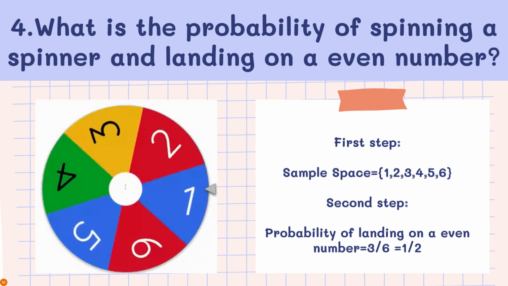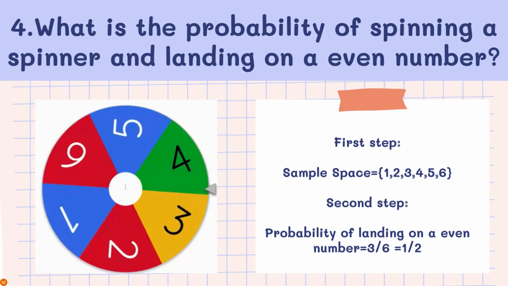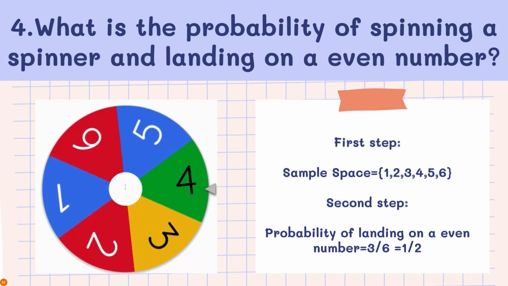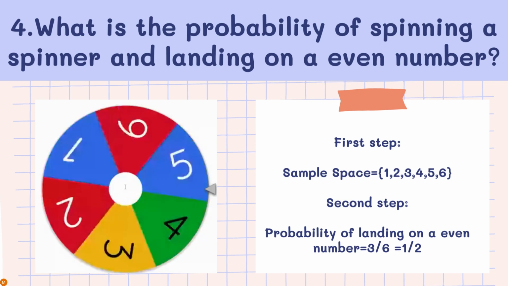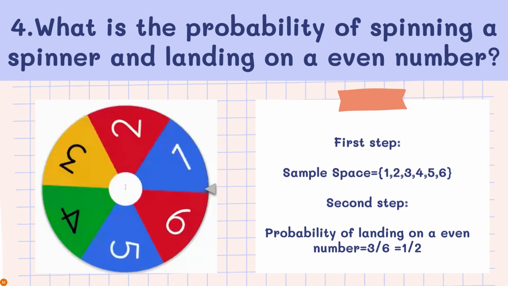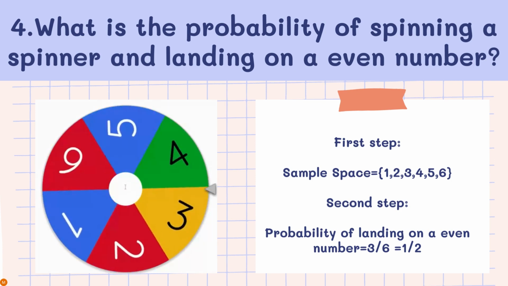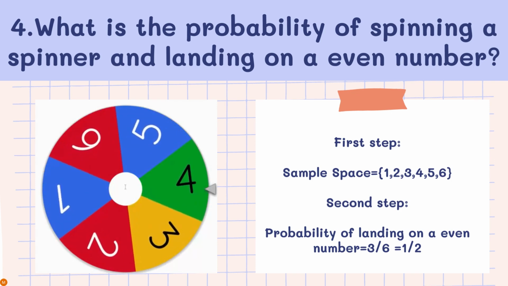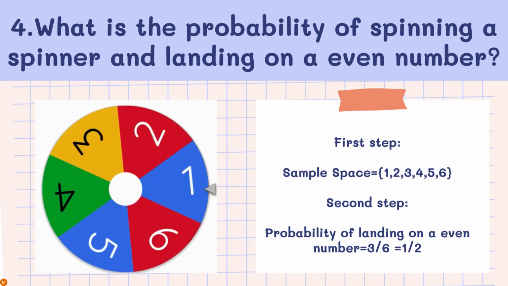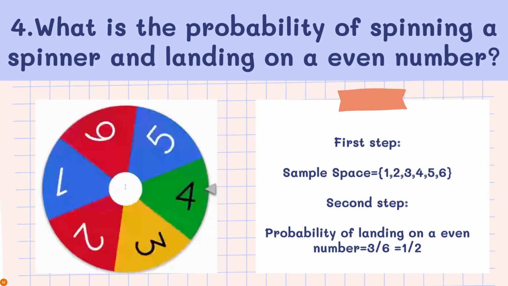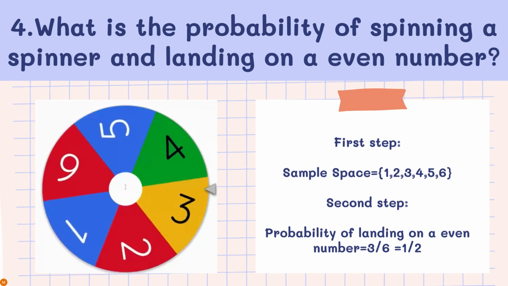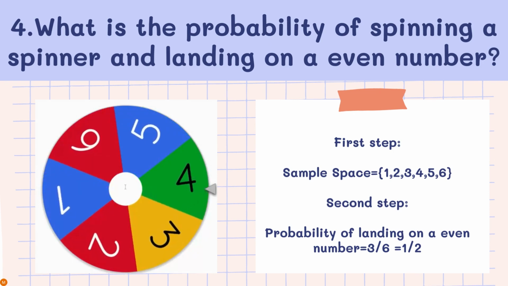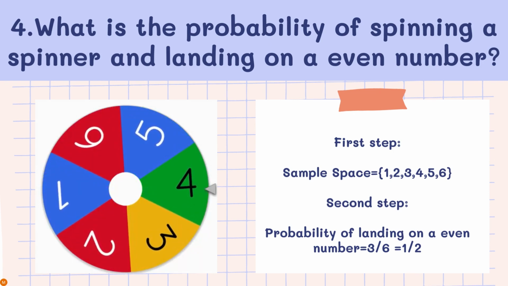As you know, even numbers are 2, 4, 6, and the odd numbers are 1, 3, and 5. But we're looking for the even numbers. So the even numbers are 2, 4, 6, which are 3 numbers. So the first number of the fraction would be 3. The second number would be 6 because that's the total outcome. So the answer is 3 over 6. But that's not the final answer because we have to simplify it. After simplifying it, the answer is 1 over 2.